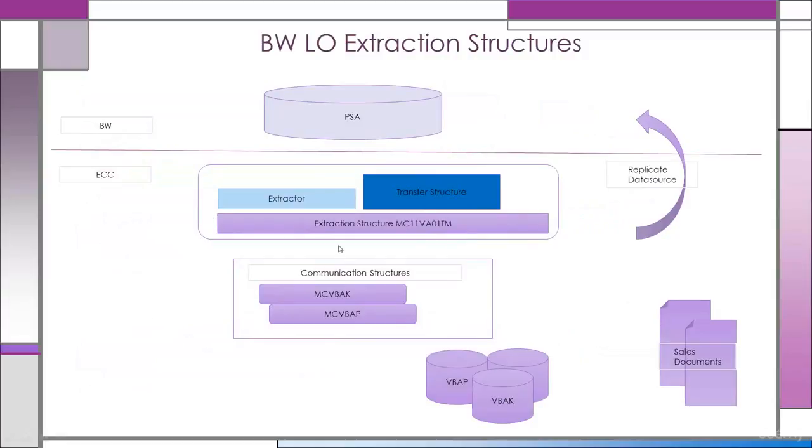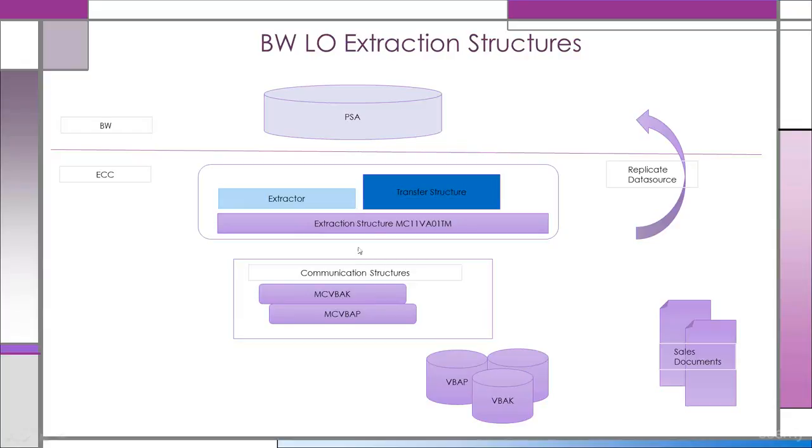So here, if you see, this is the systematic representation of how the data has been extracted from ECC to BW. So what happens first is a sales document is created, right? Sales document is created means the data is stored in the tables VBAK, VBAP, okay, all the different sales document tables. The same data is also stored in a structure called the communication structure.